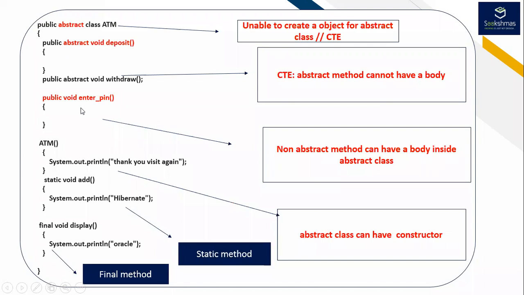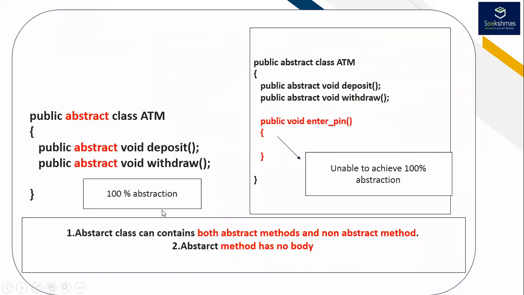We can implement ordinary method implementation. Constructor yes, static method yes, and final method is also yes. This is also most frequently asked in interview questions. How to achieve 100% abstraction? Only abstract class or abstract method. Here, when we are unable to achieve it, it is because we are introducing ordinary method implementation in the abstract class alongside the abstract method.